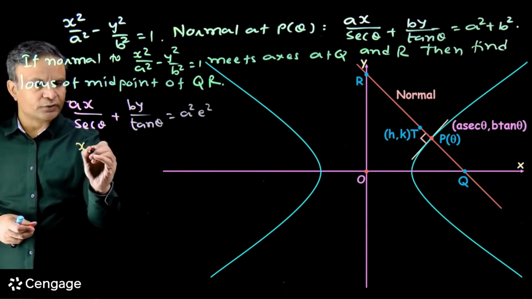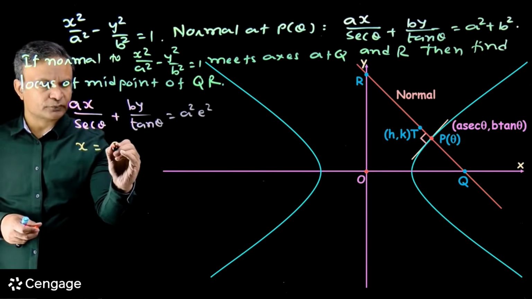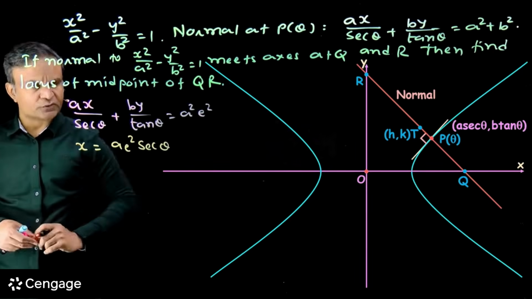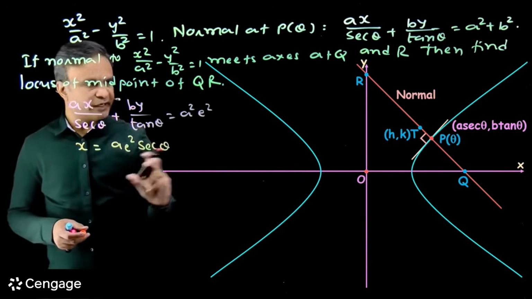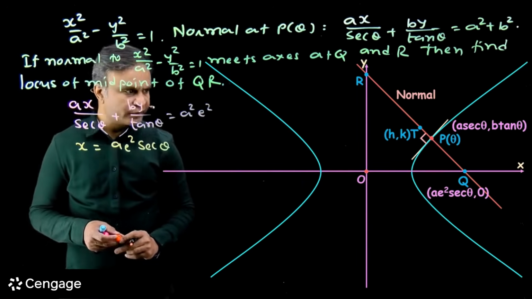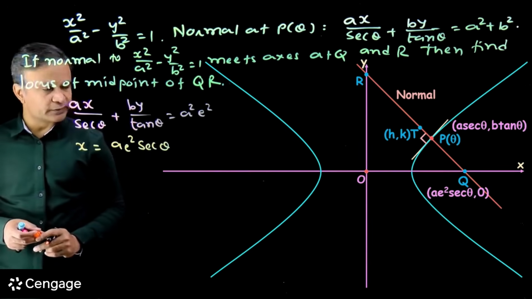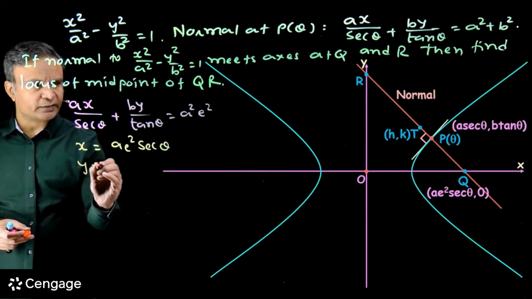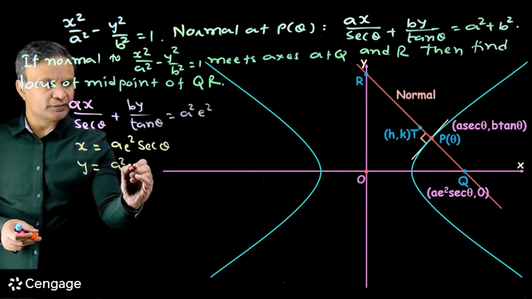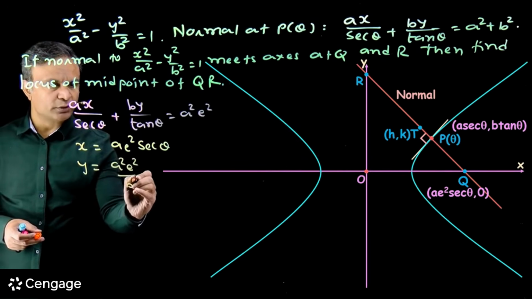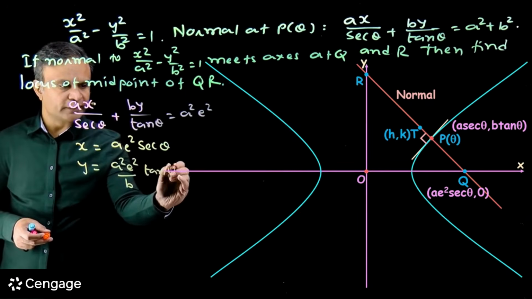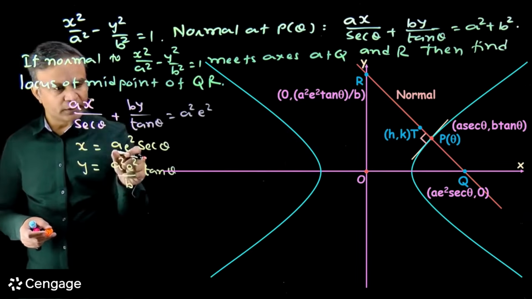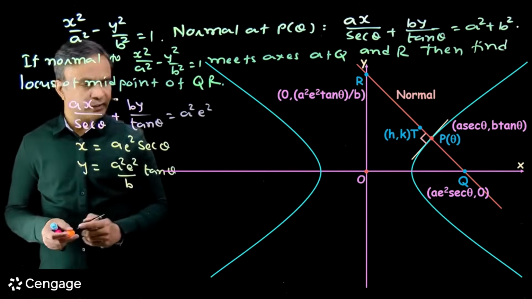We get x is equal to a e square secant theta. This is abscissa of point Q. Okay, so coordinates of point Q are a e square secant theta comma 0. For point R, we put x is equal to 0. We get y is equal to a square e square upon b multiplied by tan theta. This is ordinate of point R. So coordinates of point R will be 0 comma a square e square upon b multiplied by tan theta.